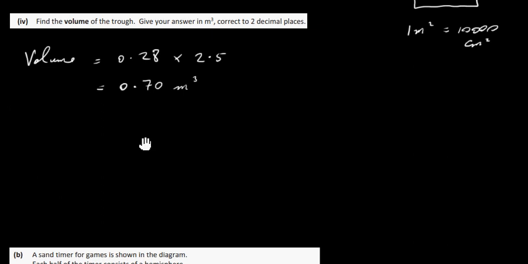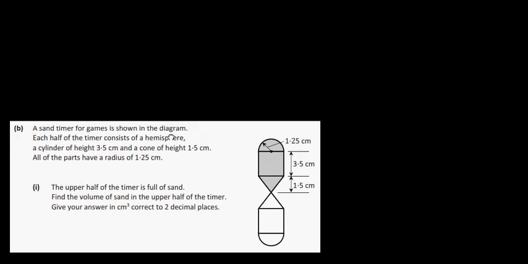Now, we want to find out the volume is going to be equal to 0.28. Got to multiply that by the length of the trough, which is 2.5. So it's 2.5. And when you do that, you get 0.70 meters cubed to 2 decimal places. And that's it. So that's it for part A. Let's have a look at part B then.